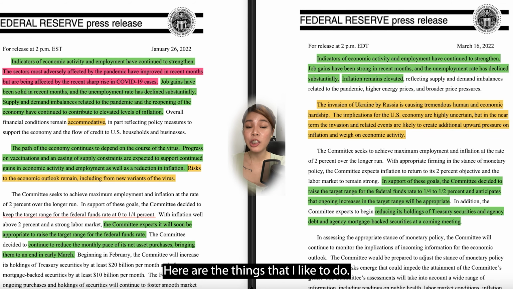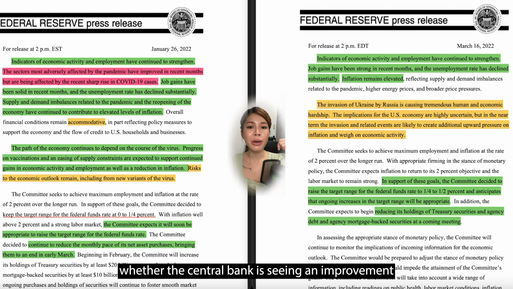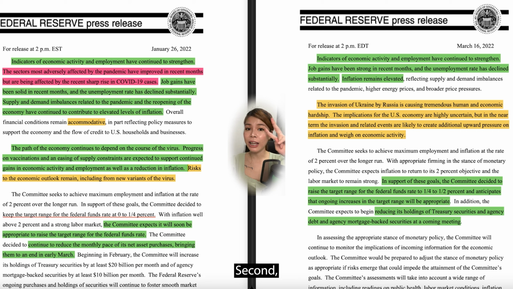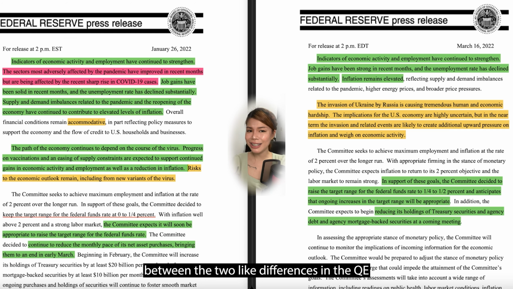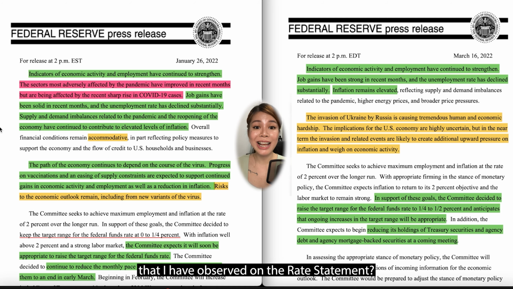Here are the things that I like to do. One, I encircle changes and adjectives used to see whether the central bank is seeing an improvement or worsening of the economy. Second, I strike through portions of the previous rate statement that were deleted or removed on the present statement. Third, I underline new parts of the statements. And fourth, I insert notes to compare the changes between the two, like difference in the QE amount, interest rates, and others. So what are the changes that I have observed on the rate statements?